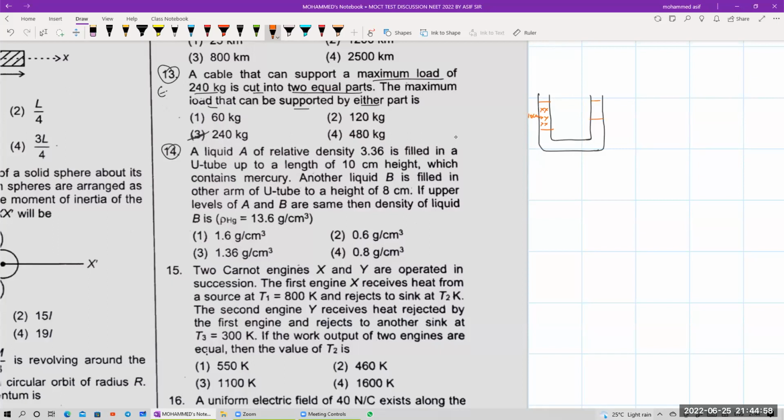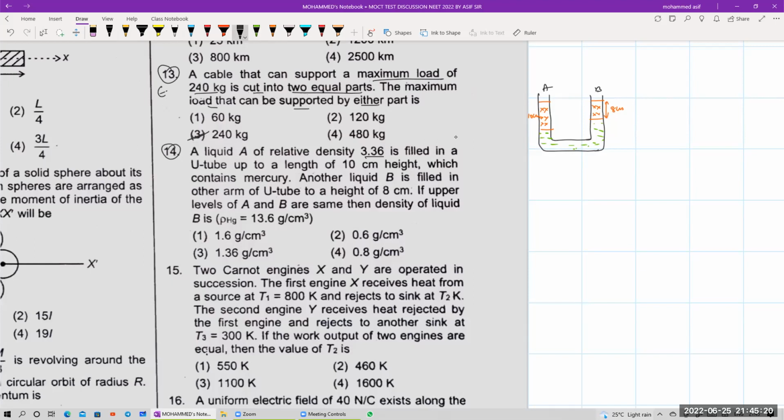And from here to here, the level of both liquids is the same, but this one is right now 8 centimeters. And the remaining is being filled with mercury. This one is filled with mercury, like this. So this is liquid A, this is liquid B.